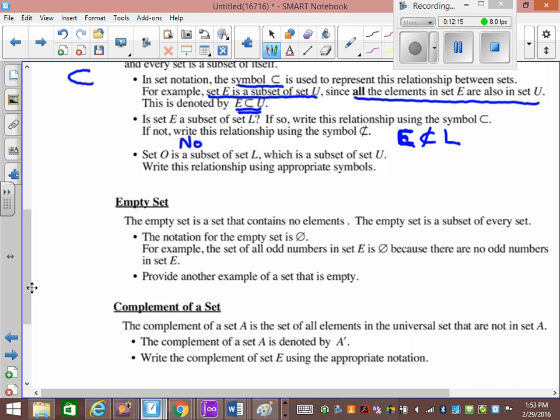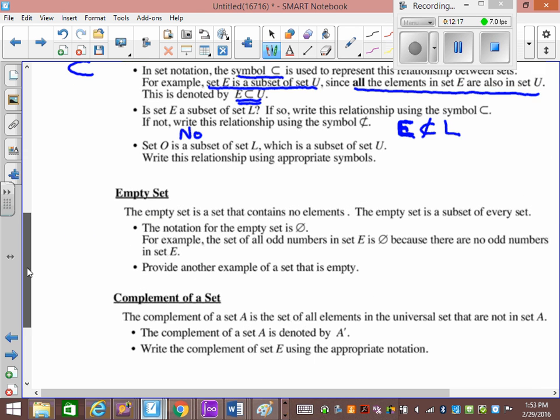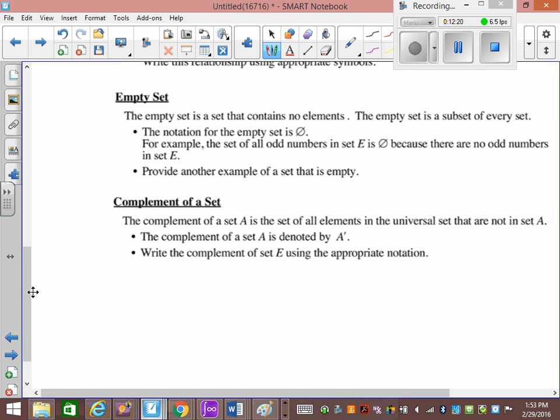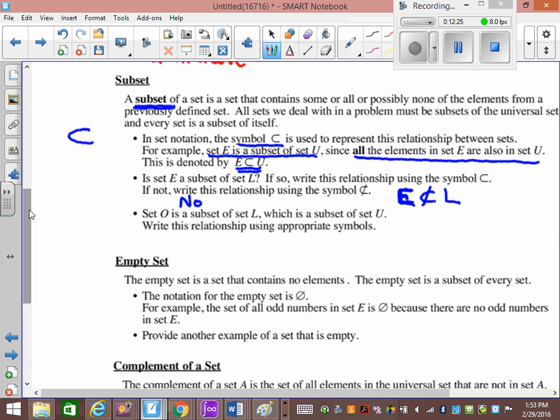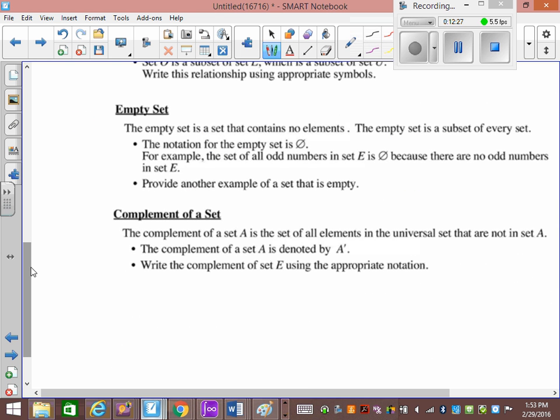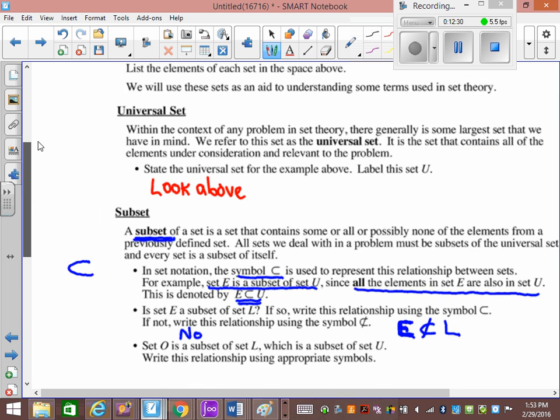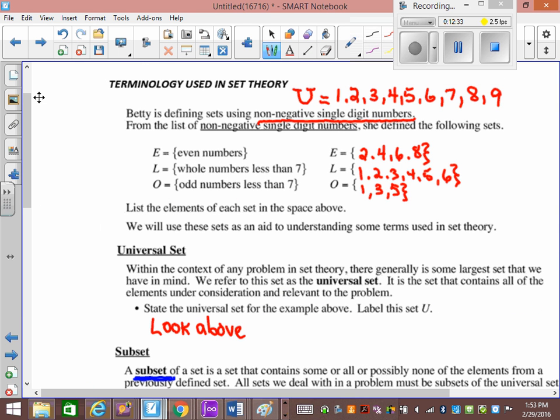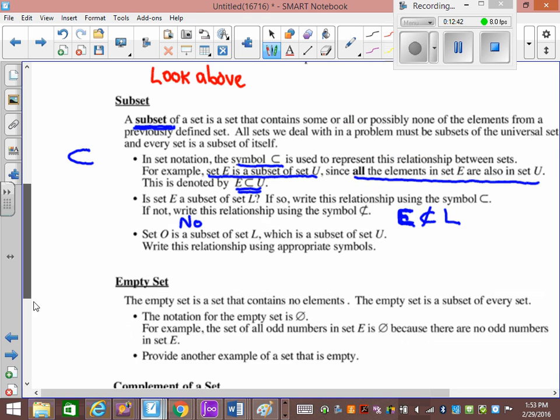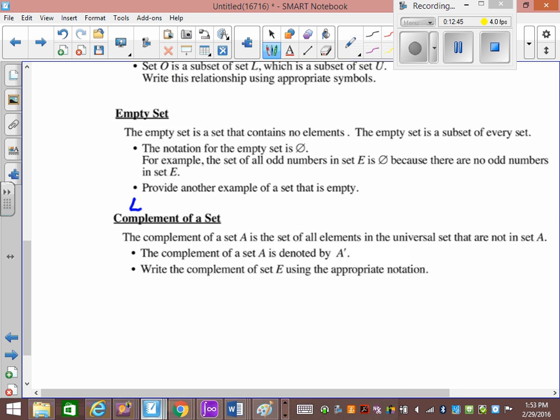Okay? So that's what a subset is. Empty set. We did the empty set in the last lesson, right? It means they contain no elements in common. So are there any two sets up there that have nothing in common? O and E, right? Nothing in common. E has 2, 4, 6, and 8. O has 1, 3, and 5. So I could say that E and O equal the empty set.